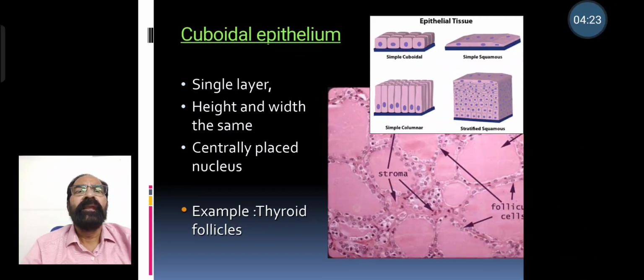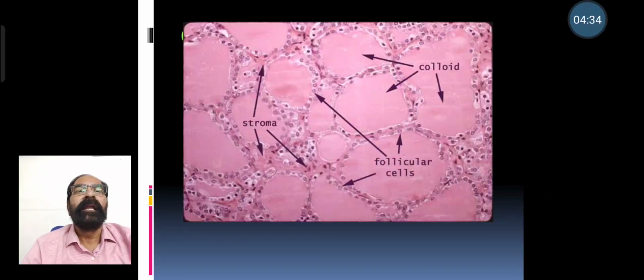Cuboidal epithelium, single layer, height and width are the same, nucleus is centrally placed and the example is thyroid follicle. The picture shows the thyroid follicle separated. So there are 2 follicles separated by cuboidal epithelium.